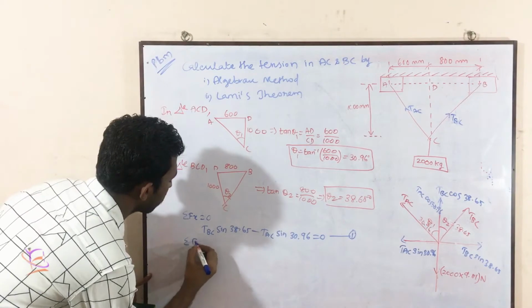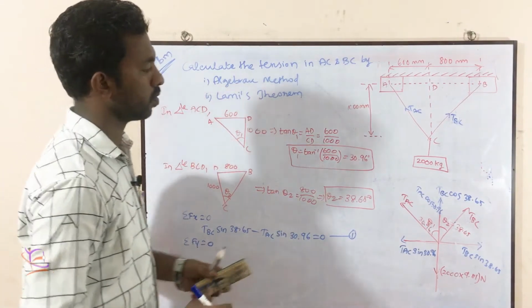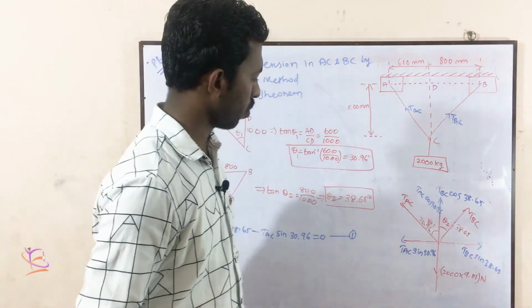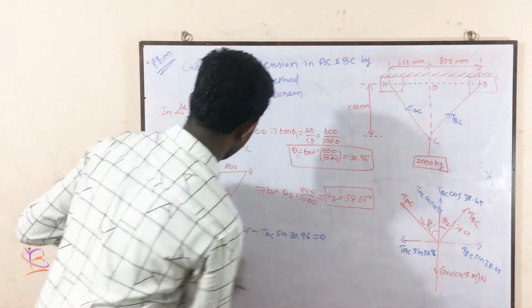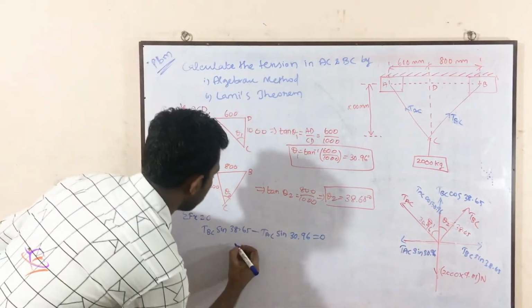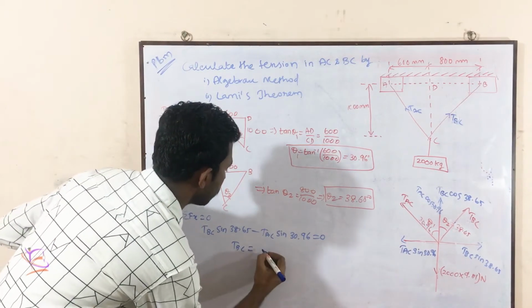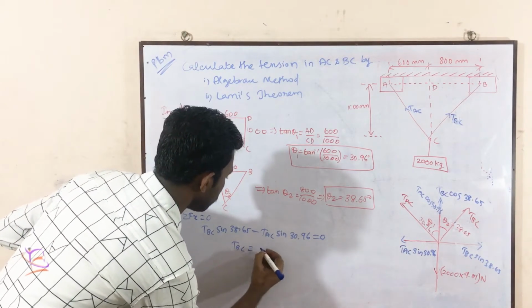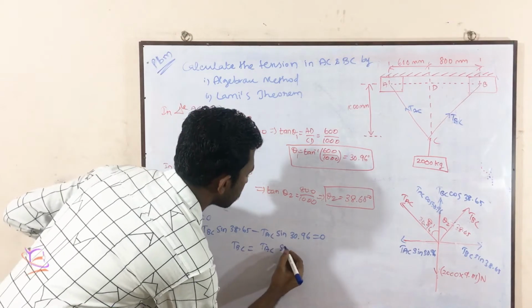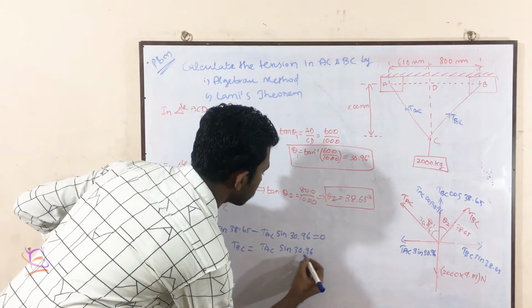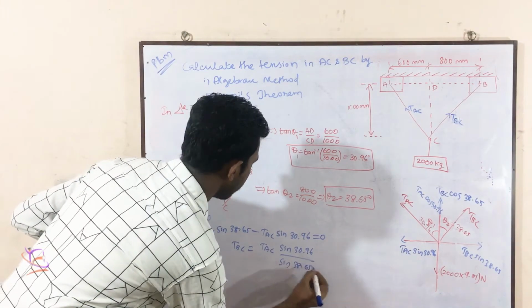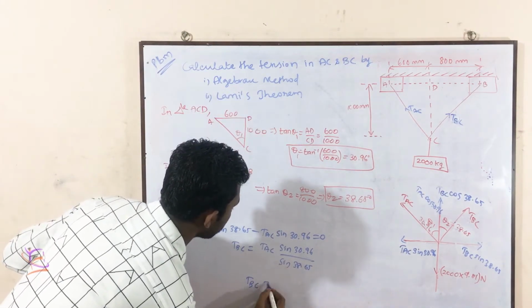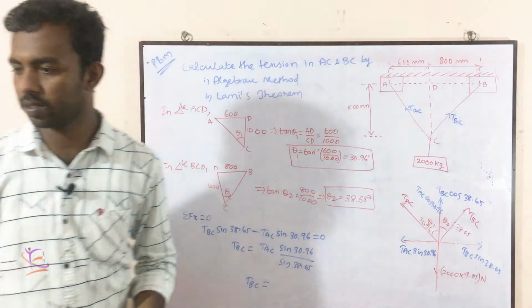Then summation Fy is equal to 0. Before that, there is something we have to do here. TBC is equal to TAC sin 30.96 divided by sin 38.65. So TBC is equal to, what is the value of this? You have to calculate.